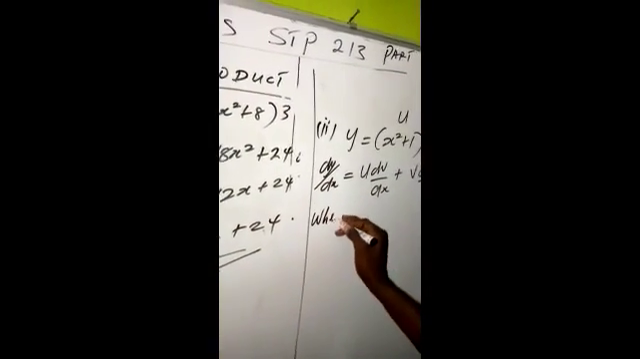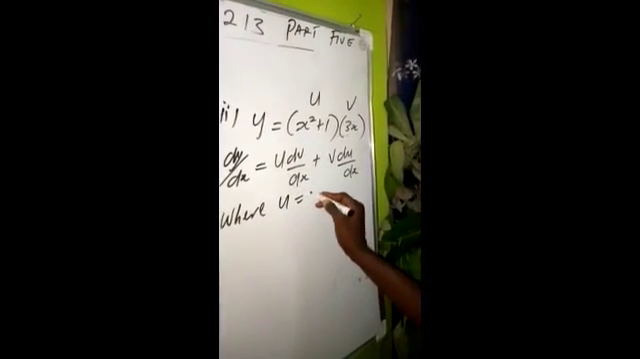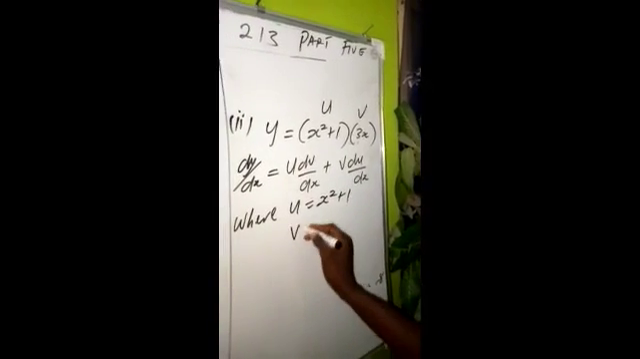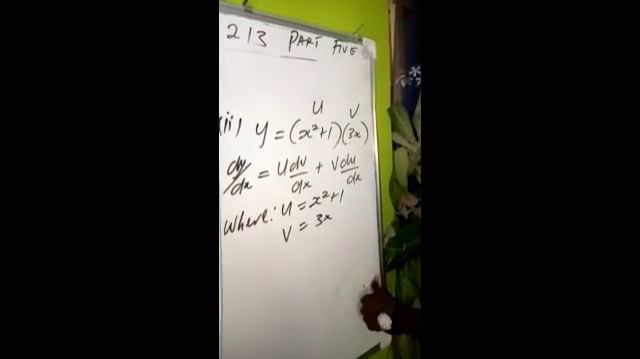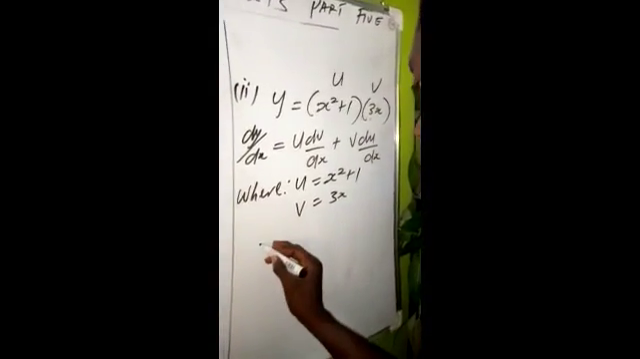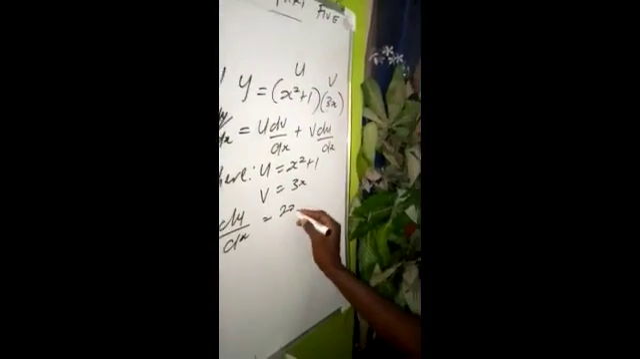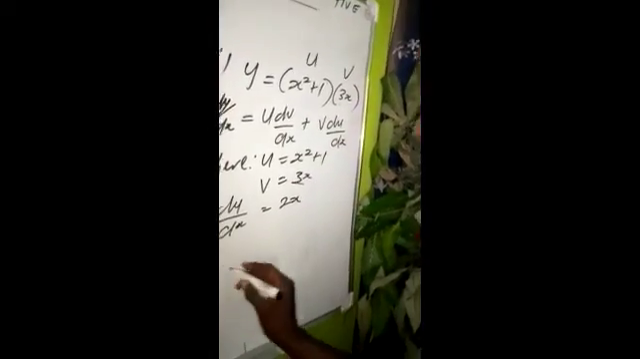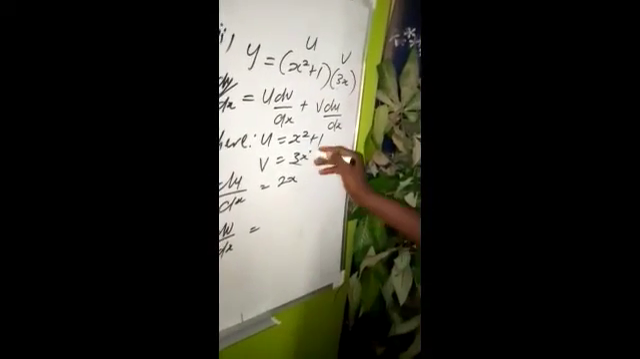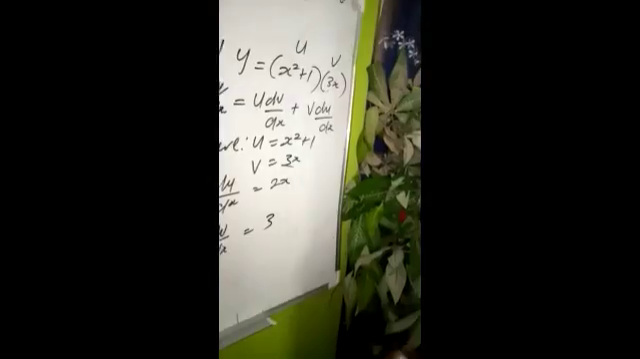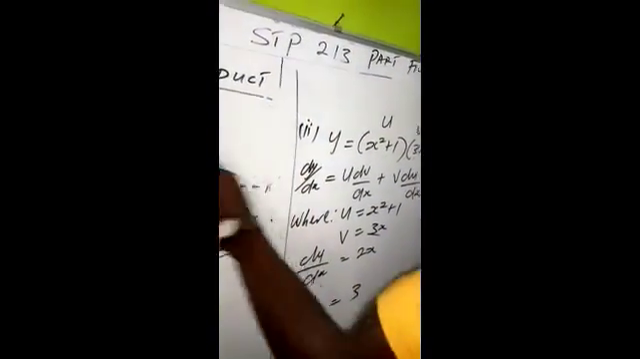Then we are trying to bring out the parameters where u, the first one, is s squared plus 1, then our v is equal to 3s. So therefore let us differentiate now. Differentiating u with respect to s, you have 2s, remember. Then for v, when you differentiate, you have 3. So we have already gotten this one now. Let's get the final answer from this point.